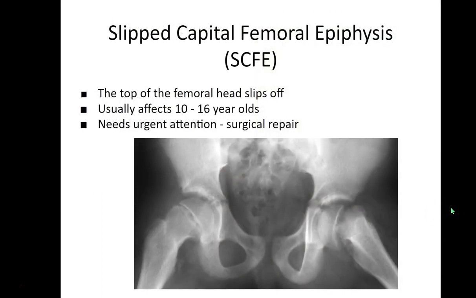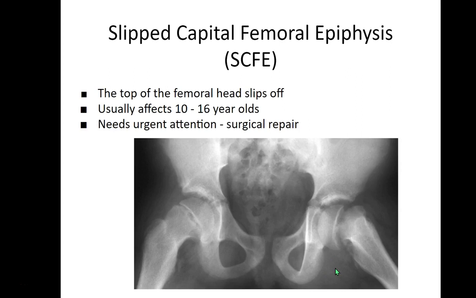Next, slipped capital femoral epiphysis, or SCFE. In slipped capital femoral epiphysis, the top of the femoral head actually slips off the femoral neck. Now, this condition is not well understood. It's not a rare condition, but it is due to the weakness at the epiphyseal plate. So you can see on this pelvic x-ray, here's your epiphyseal plate, and the right hip is normal and healthy. Here on the left hip, you can see that the femoral head has slipped right off of that epiphyseal plate.